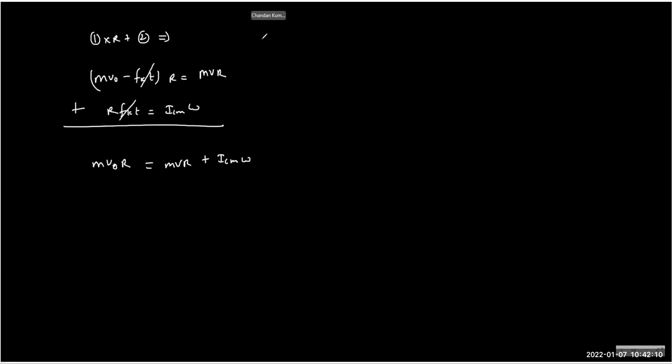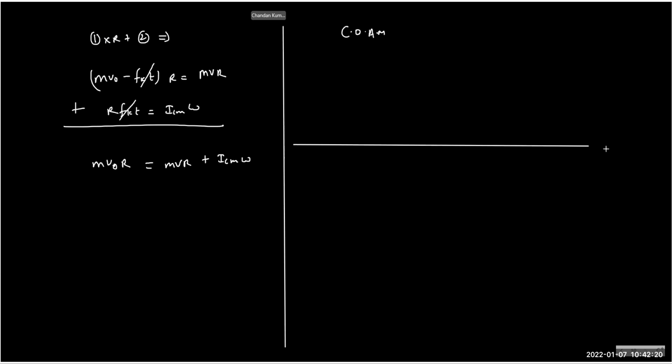The other method is what you call conservation of angular momentum. But to write the conservation principle, you need to first search for the right choice of the axis about which this is possible. Now the right choice of the axis is here, the bottom. Normally we take the bottom, but you can take anywhere on the surface. And why is this so?